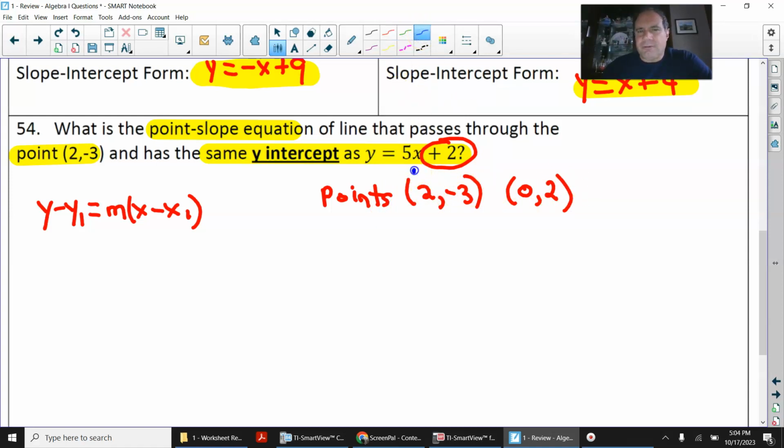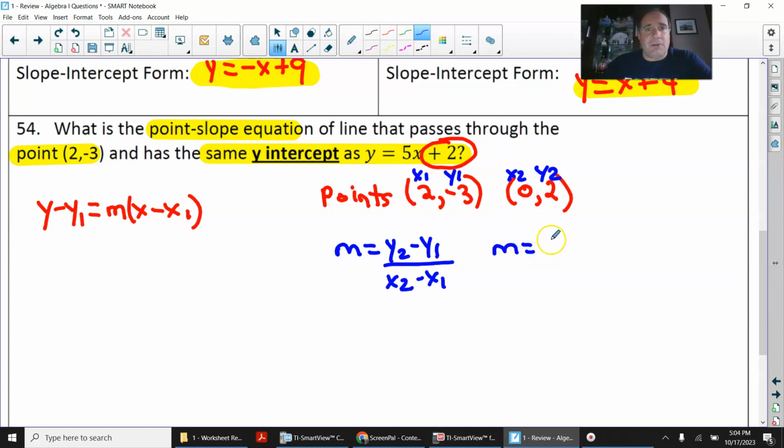So let's go through. This is x1, this is y1, this is x2, this is y2. We're going to figure out what the slope is by putting down those 2 points and using the slope formula, because it doesn't say that the slope is 5, right? It doesn't say it has the same slope. It has the same y-intercept, and that doesn't mean the slopes are the same.